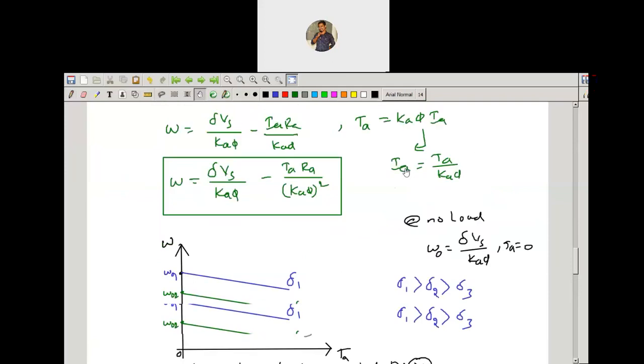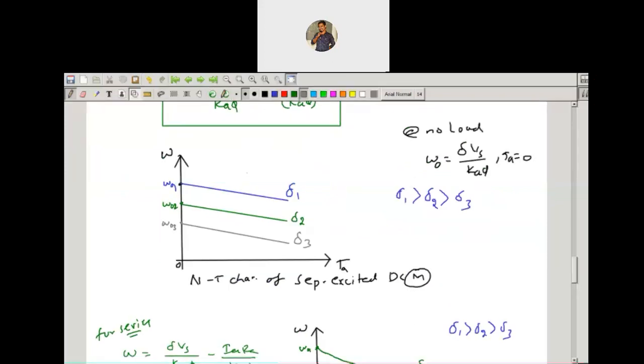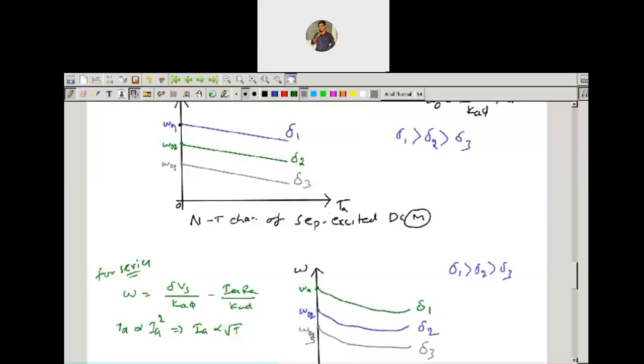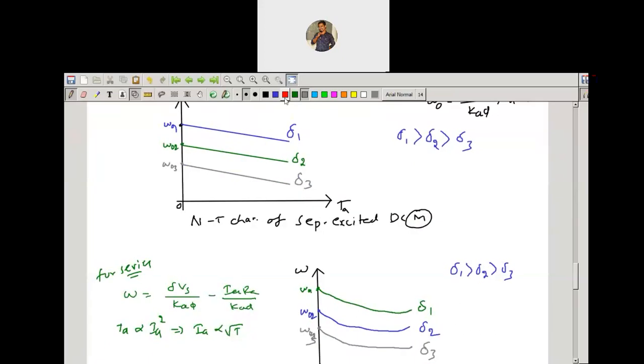Now tell me, which type of mode of operation is it? You can observe both the separately excited DC motor and the series motor. Tell me, which type of mode of operation is it? Obviously it is a what?